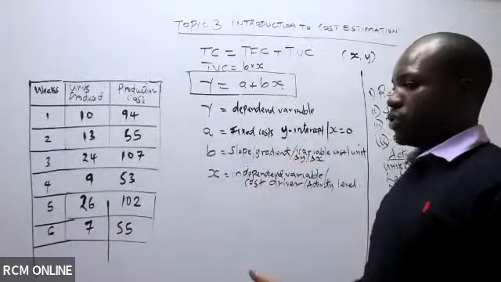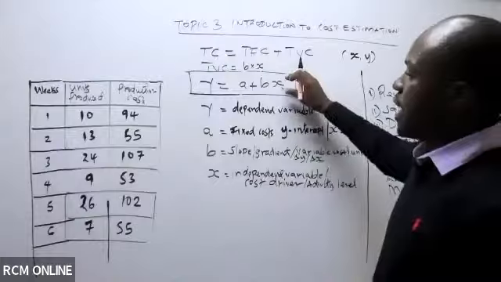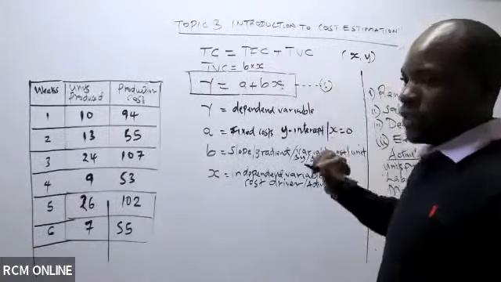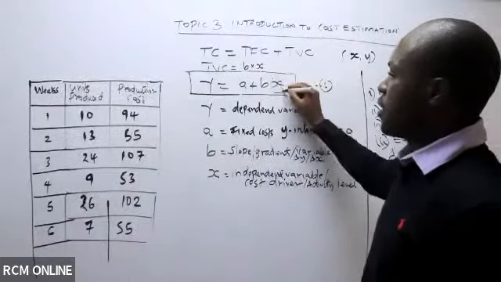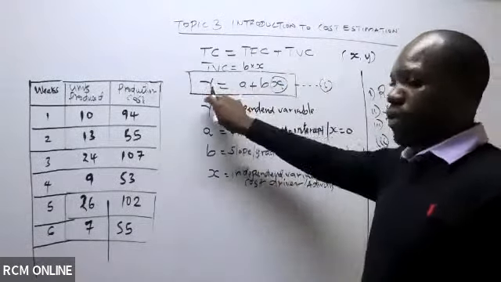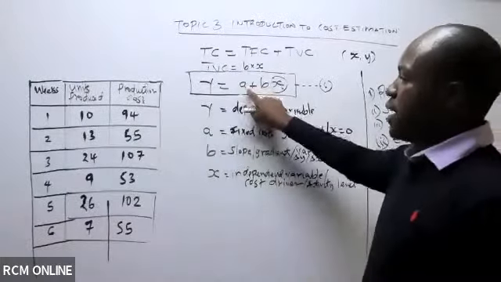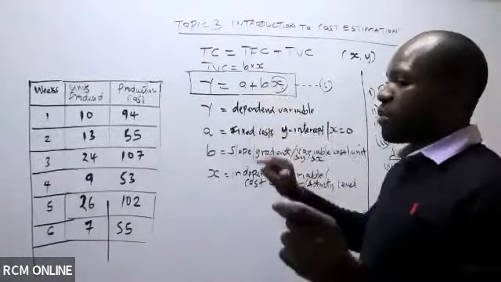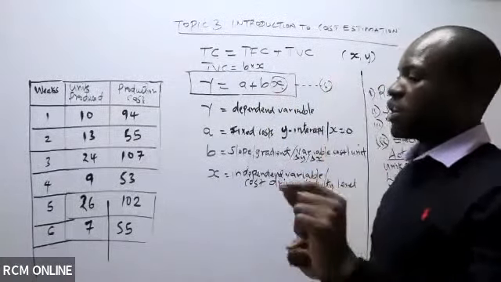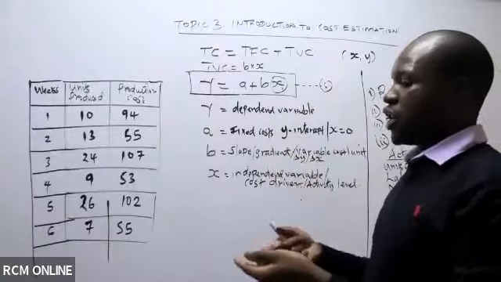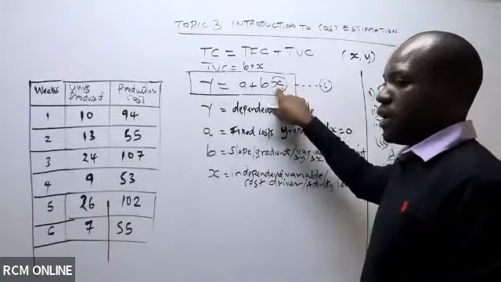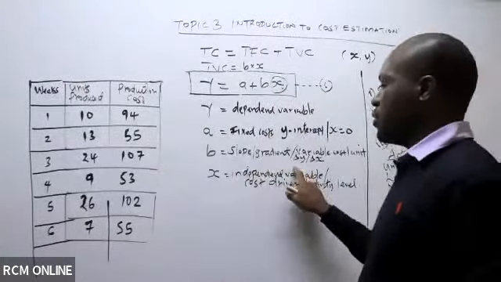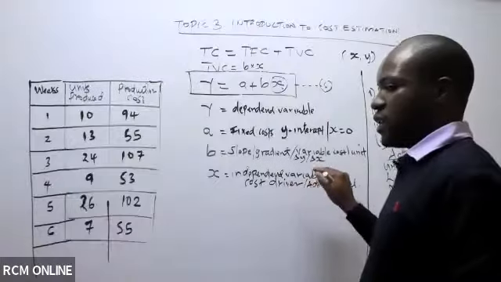It dictates what you are going to have, which means in the entire cost function, it is only X that determines the value of Y. A, which is fixed cost, will be constant throughout. B, which is variable cost per unit, will be constant, but total variable cost will change because of change in X. And therefore, that's why we give it this name, independent variable, cost driver, or activity level.